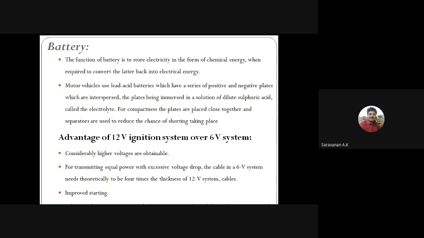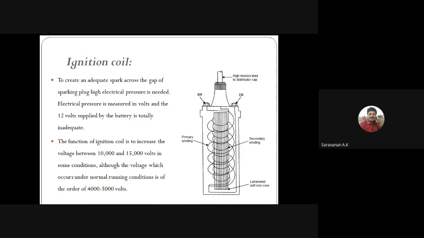Then the second one is the ignition coil. So it is a diagram of the ignition coil. What is the function of the ignition coil? It is to create an adequate spark. When the spark is produced, the gap between the electrodes in the spark plug, there the high energy of spark will be produced. For that the ignition coil will be used, to produce the high energy spark.